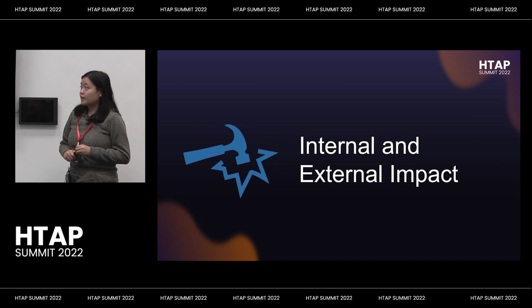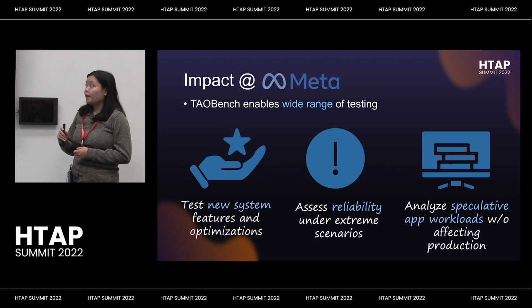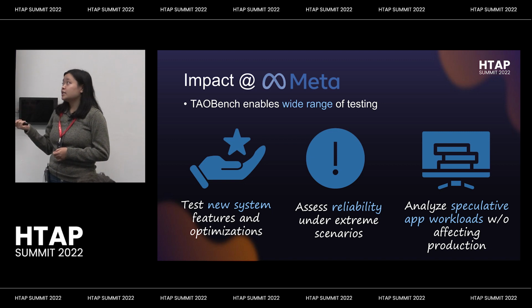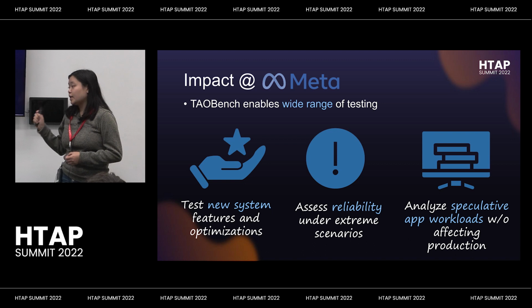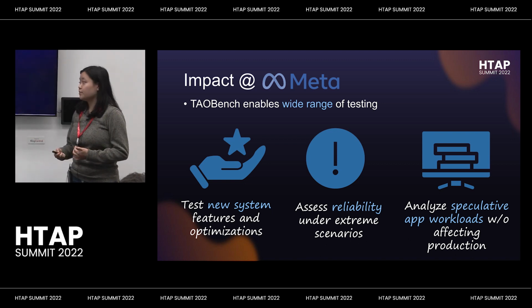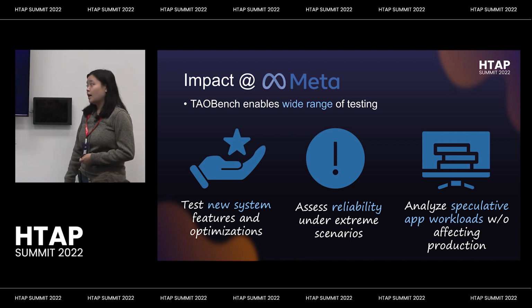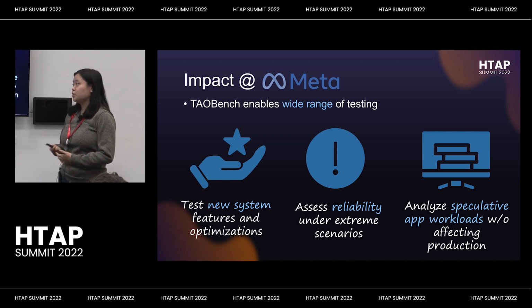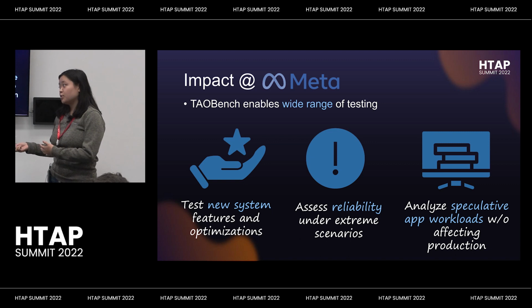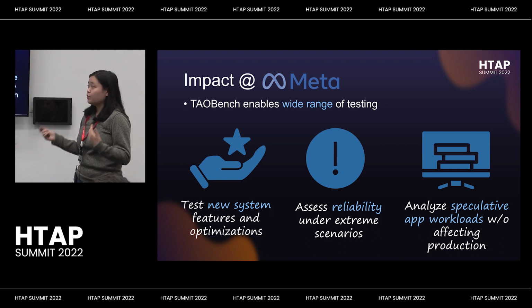Cool. So now moving on to the benchmark, I'll talk about the internal and external impact that TAOBench has had so far. For Meta, TAOBench has enabled a wide range of testing, including being able to experiment with new system features and optimizations, assessing reliability under extreme scenarios, as well as analyzing speculative workloads. These might sound like pretty standard things you want to do on your system, but it wasn't possible at TAO scale before TAOBench was built.